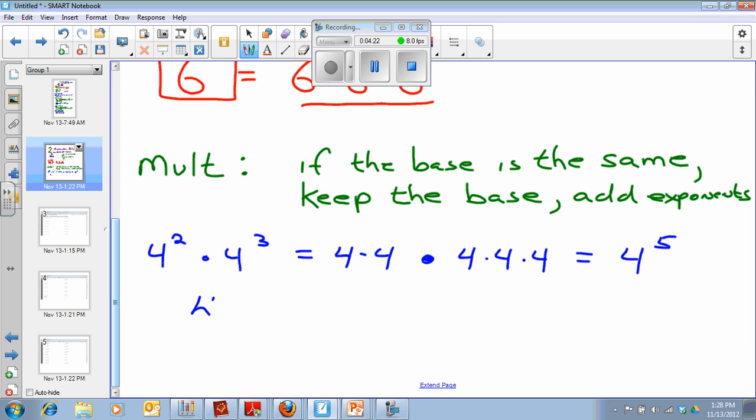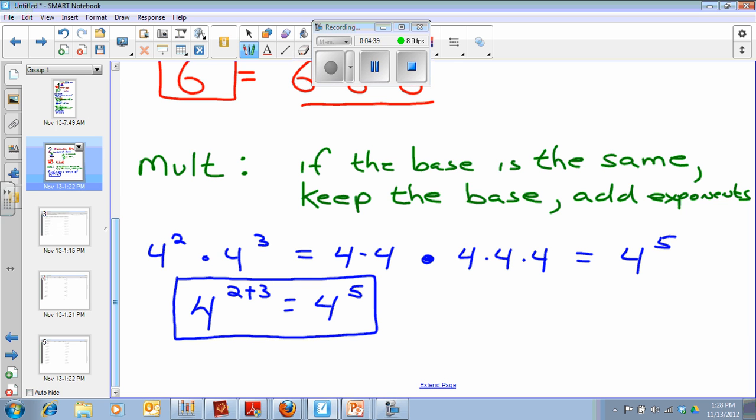The base is 4. And what are we going to do with the exponents? We're going to add them. So that would be 2 plus 3. This is going to equal 4 to the 5th power. So that's what I would like to see the student work on their paper, is basically this. Show me this right here so that I understand that they're actually applying the rule correctly.